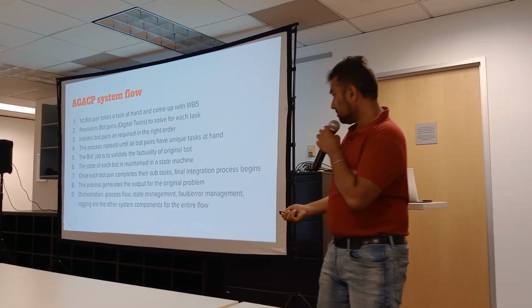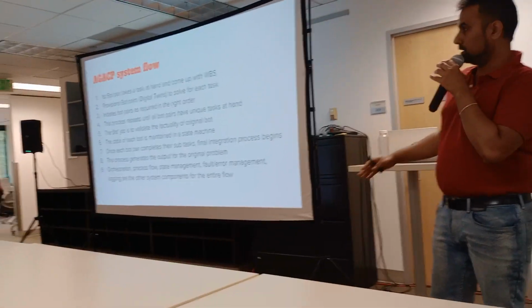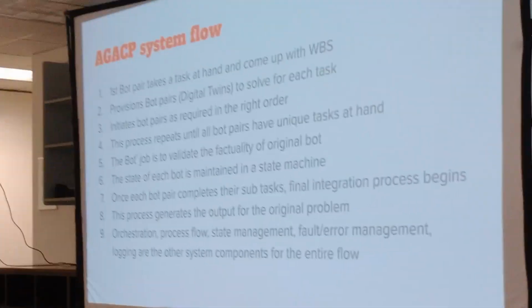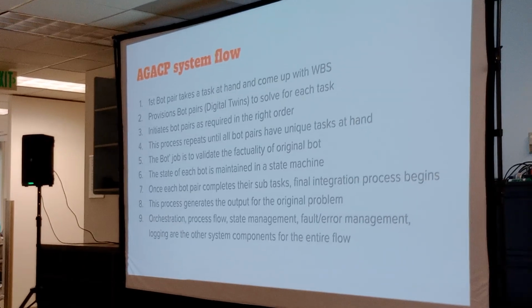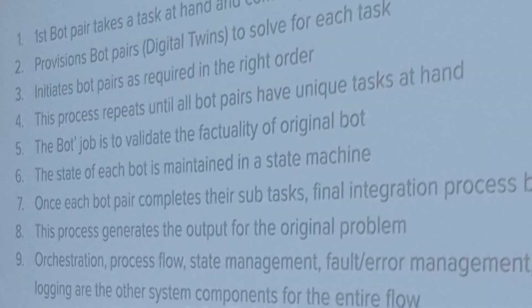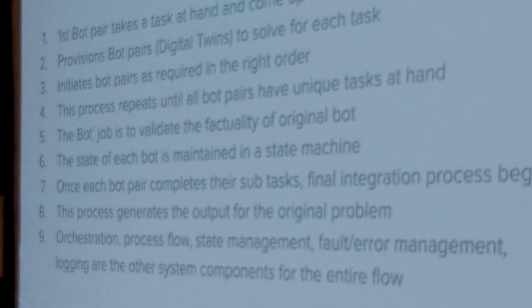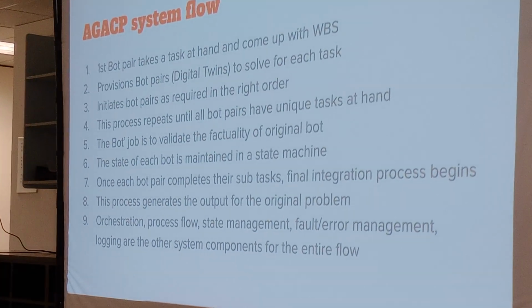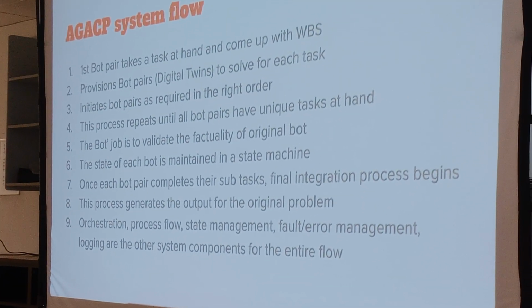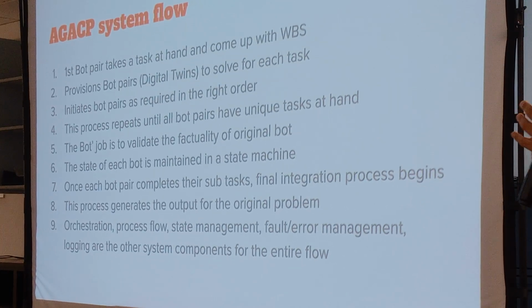So this is what the next slide basically shows, the system flow. When I talk about the first bot pair, consider this pair as the minimum. At least you have to have two. Pair doesn't mean only two. It could be more, right? But that's the minimum configuration.